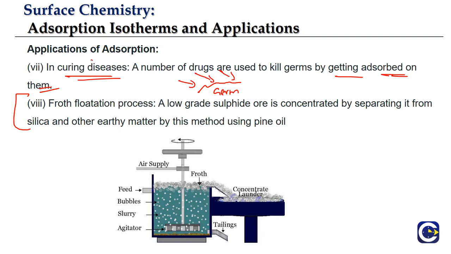So this is a process that happens in certain drug applications. And the metallurgical process, which we will talk about in the metallurgy chapter, of course, that is based upon the idea of adsorption is froth flotation. Froth flotation is a method that we use to enrich or concentrate the low-grade sulfide ore.